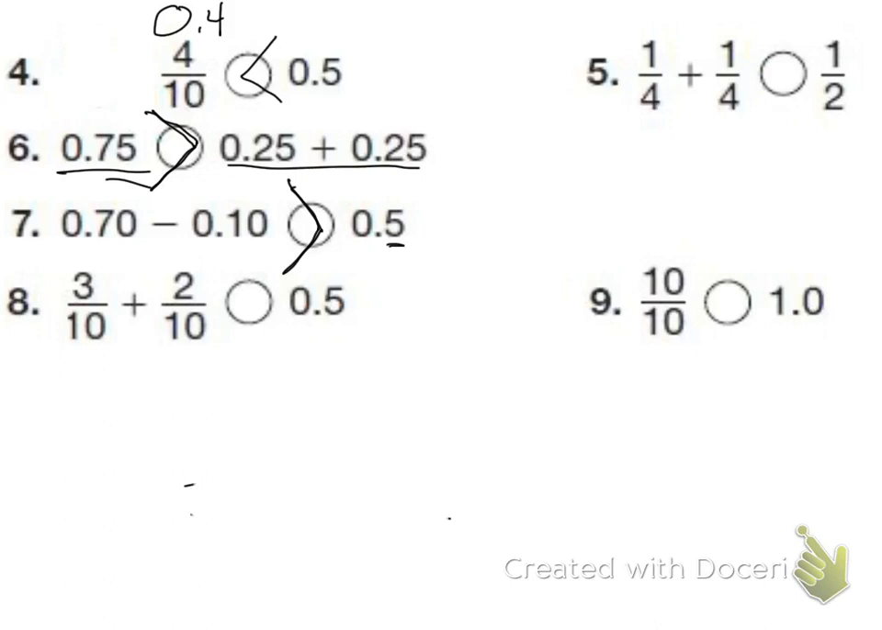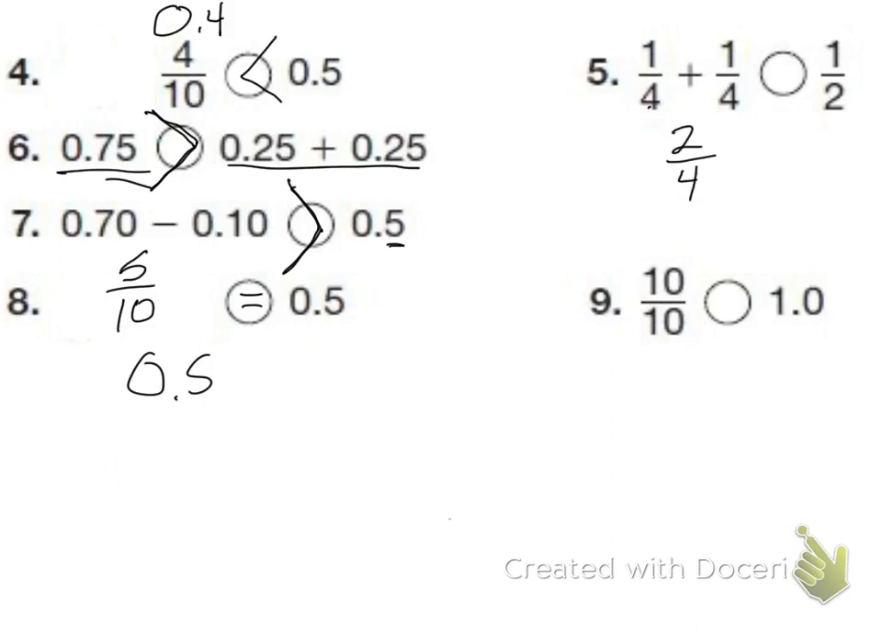On this next one, we have 3/10 plus 2/10, and 3/10 plus 2/10 is equal to 5/10. And 5/10 is the same as 0.5. So these two numbers are equal to each other. On number 5, we have 1/4 plus 1/4. So 1/4 plus 1/4 is 2/4, which is the same as 1/2. So these two are equal to each other.